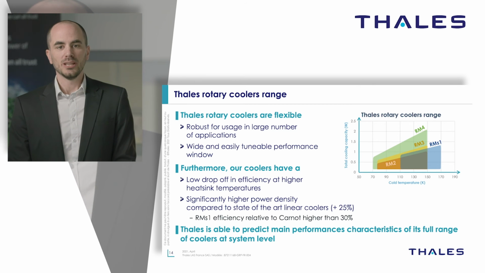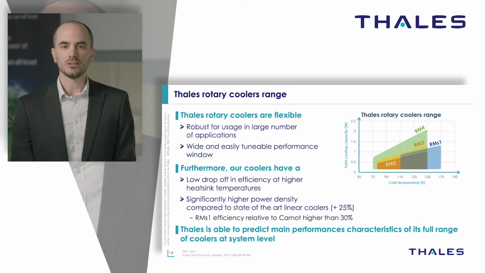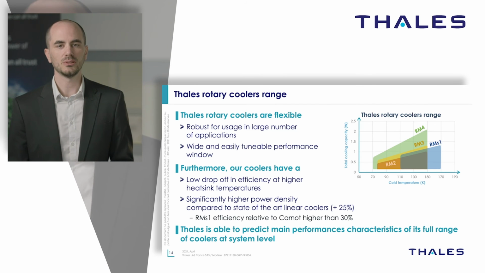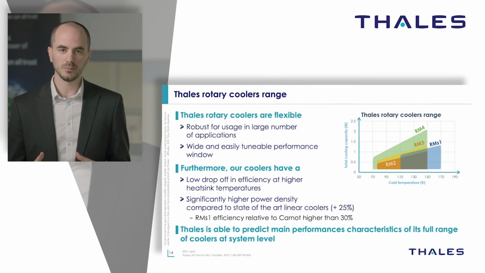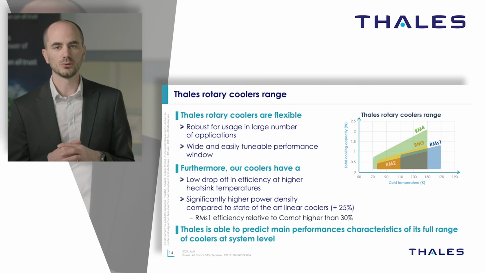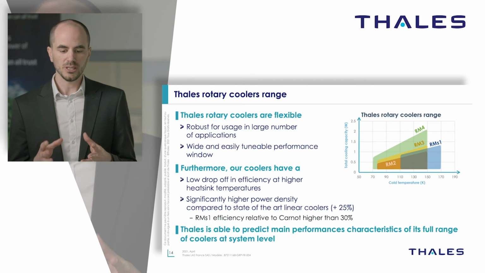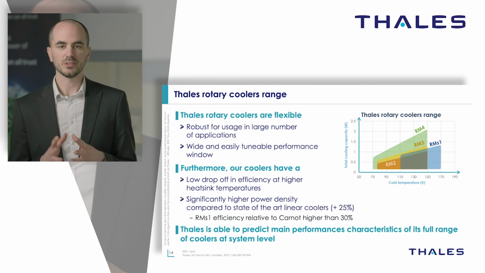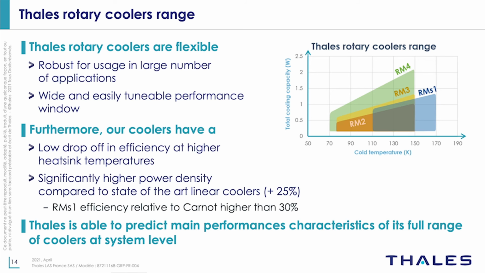At the end, we have an applicable range for each of our coolers. And we can see on the graph on this slide that our coolers are flexible. One cooler can be used for several applications, they are robust, and they are very efficient. And today, Thales is able to predict the main performance characteristics on the full applicable range of the cooler. And we saw on this graph that there is an empty zone on the left side of the graph.